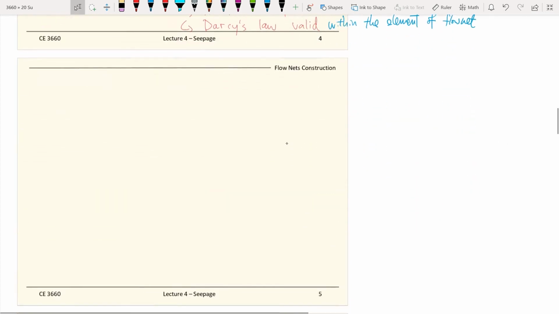Okay, so those are the assumptions for us to get started. And now the next job is to learn how to draw those flow nets. For the flow nets, there are a couple more terminologies we need to learn together. First, the flow net is bounded by some no-flow boundaries.